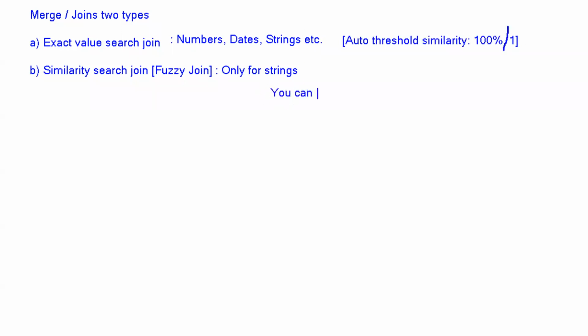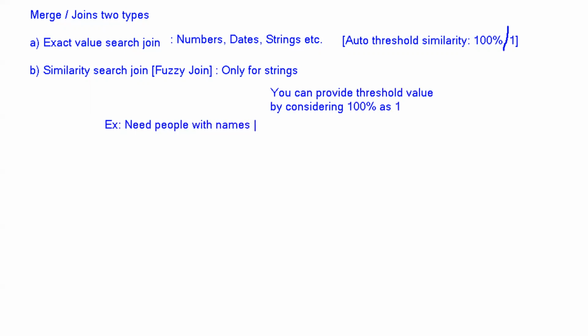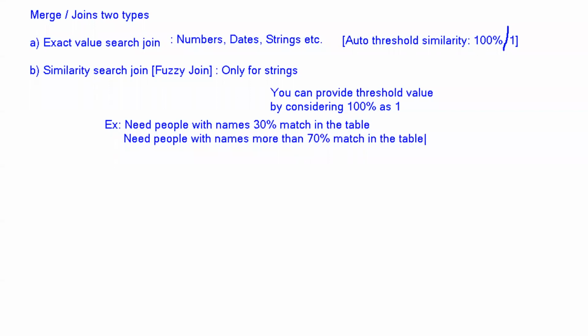You can provide similarity threshold value by considering 100% as 1. Example situations I will tell you. Example, need people with names 30% match in the table. Need people with names more than 70% match in the table.